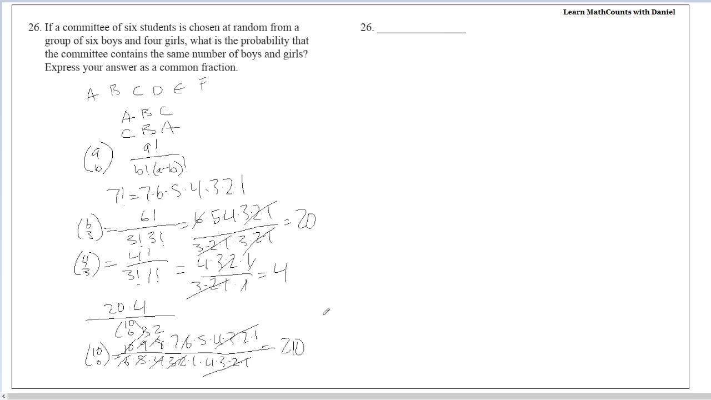So the probability will be the number of outcomes that work over the total number of outcomes, leaving us with an answer of 8 over 21.